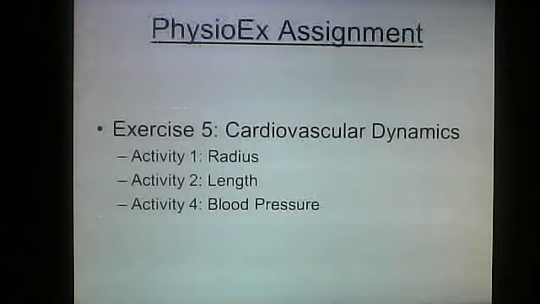Exercise 5 in your PhysioEx, called Cardiovascular Dynamics, involves activities 1, 2, and 4 on radius, length, and blood pressure. You will be performing the PhysioEx lab after the wet lab.